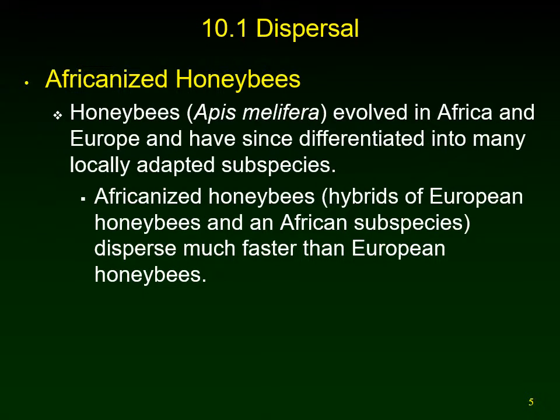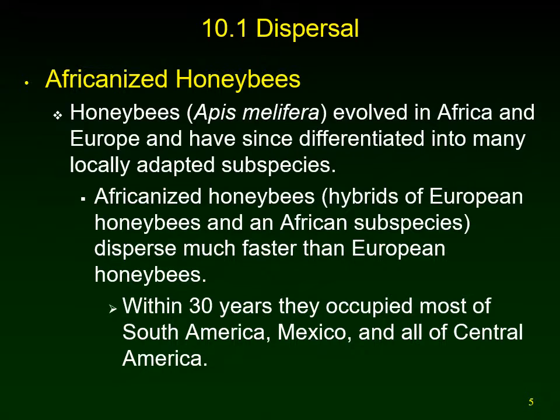Africanized honeybees are hybrids of European honeybees and an African subspecies. They disperse much faster than the European honeybees do. Within 30 years, they've occupied most of South America, Mexico, and all of Central America.